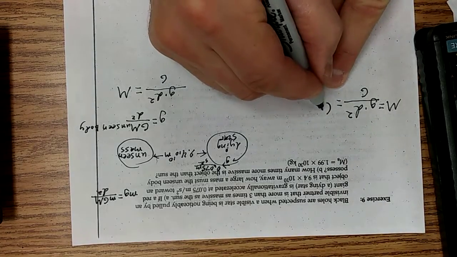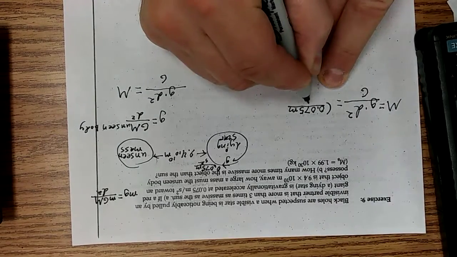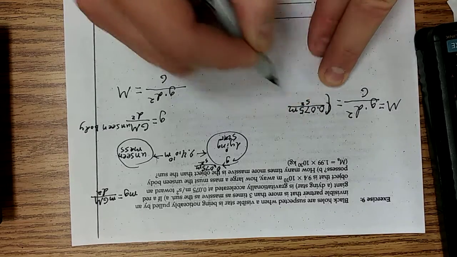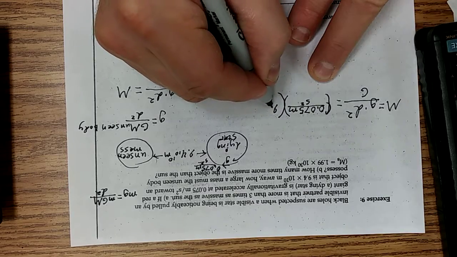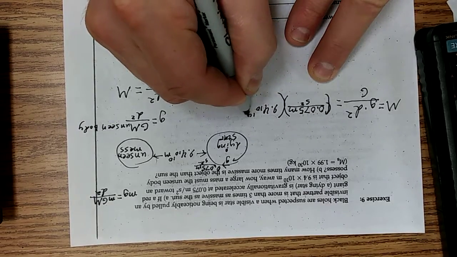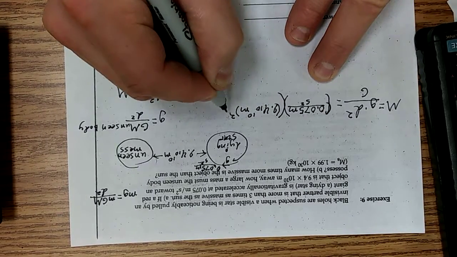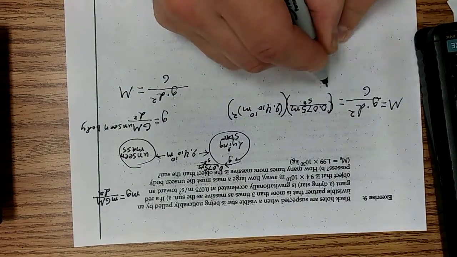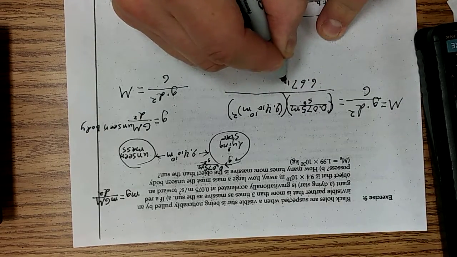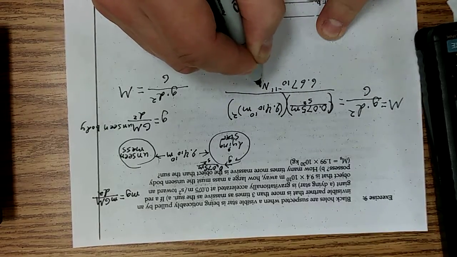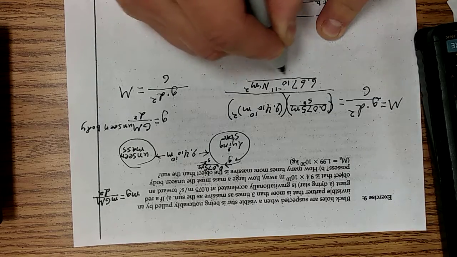Little g, they said, was 0.075 meters per second squared. The distance squared is 9.4 times 10 to the 10th meters. And that's all divided by 6.67 times 10 to the negative 11th newton meters squared per kilogram squared.